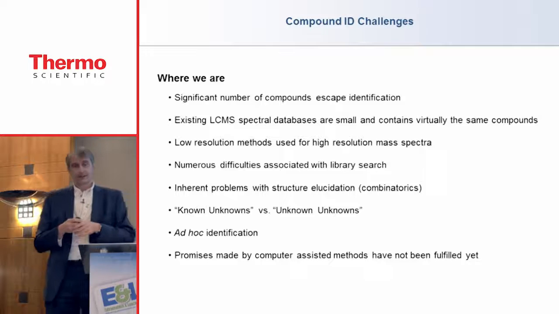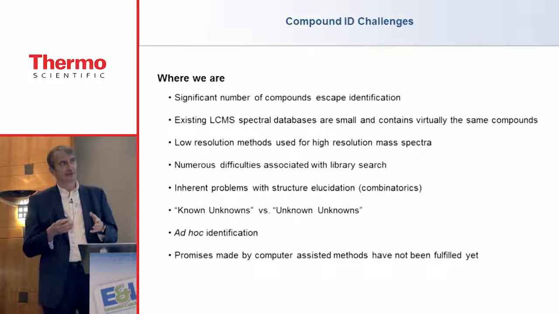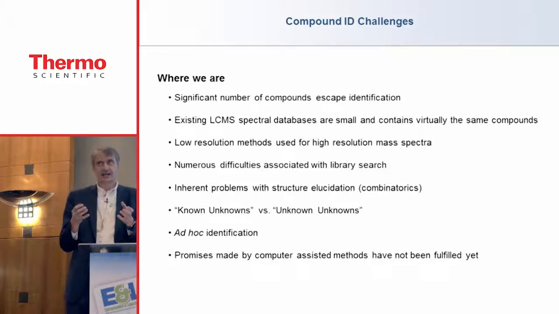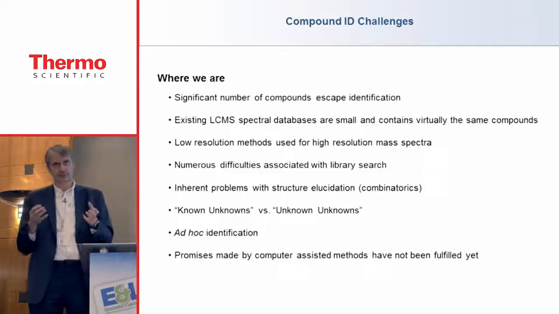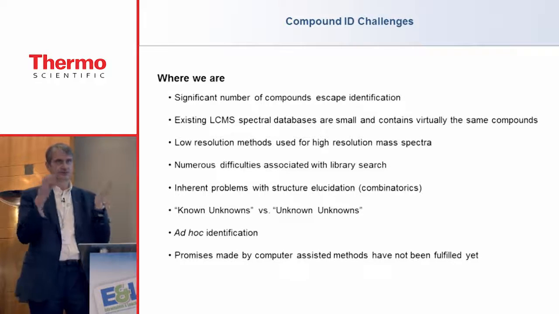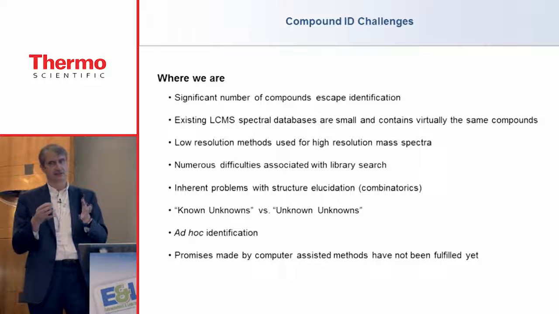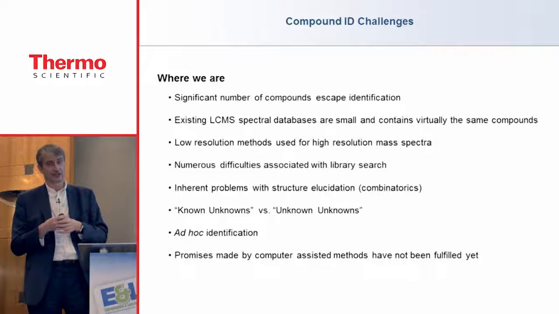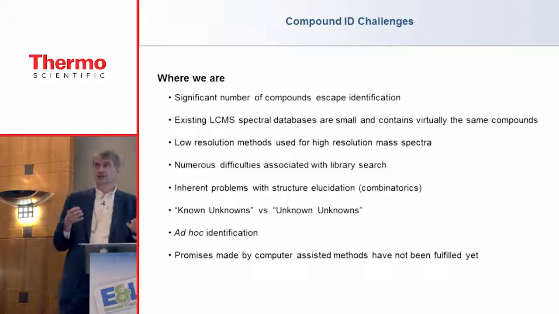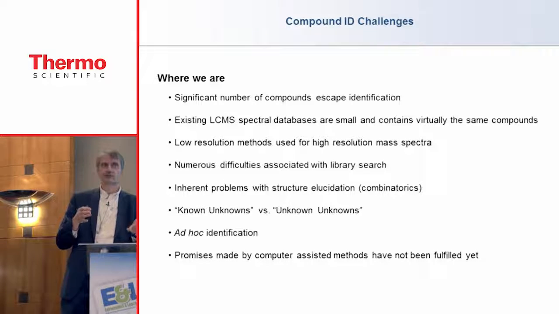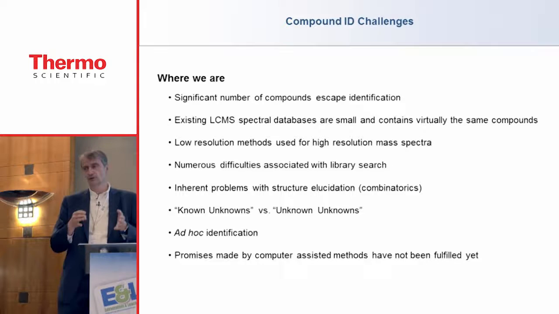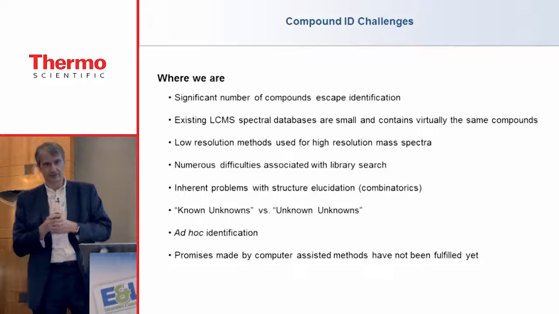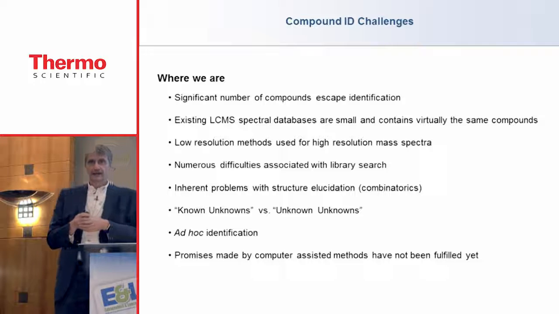Then we have an inherent problem with compound identification. Well, we are actually fighting a huge combinatorics, and I will explain what it means to identify a compound. It's actually to somehow get the combinatorics under constraint. Today we have two groups of compounds, known unknowns and unknown unknowns. You probably know what I'm talking about.